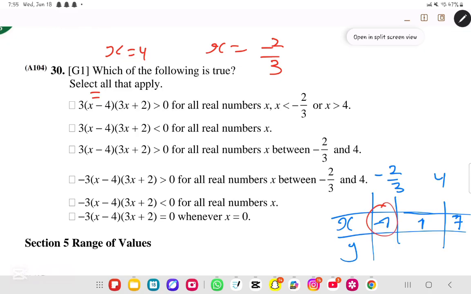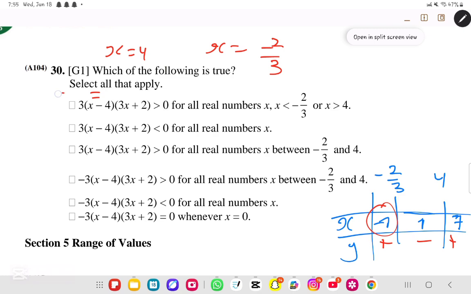So it will be (3 times minus 1 minus 4) times (3 times minus 1 plus 2). Put it on the calculator, you will get a positive answer. But if you put 1 instead of minus 1, you would get a negative answer. If you put 7 instead of 1, you would get a positive answer, all right?